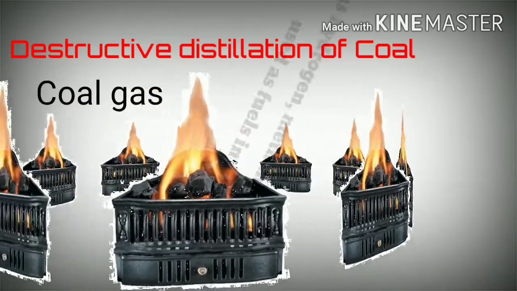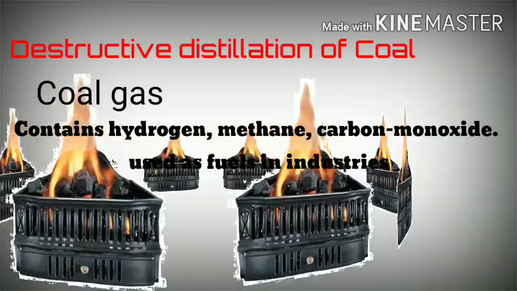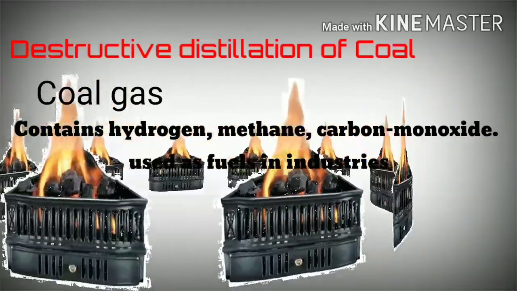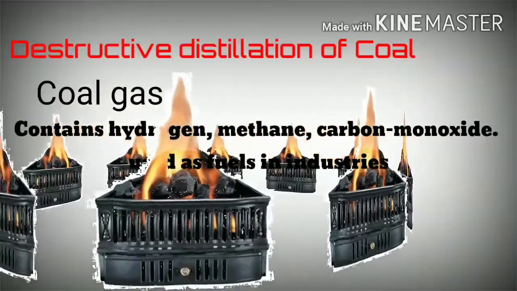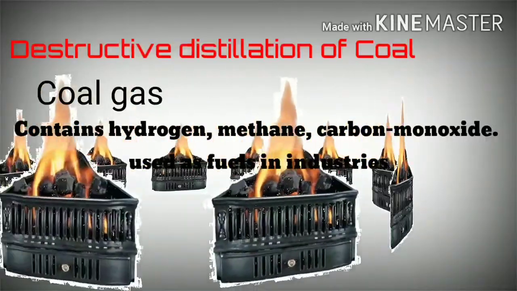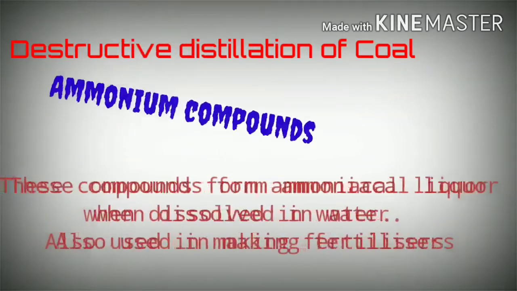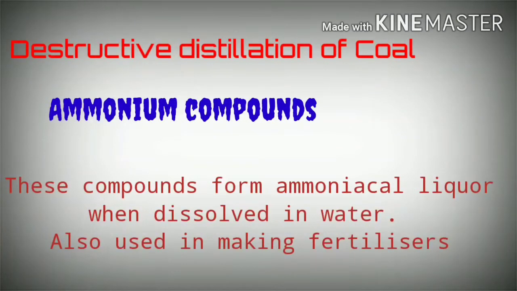Coal gas contains hydrogen, methane, carbon monoxide and some other gases. It is used as a fuel in many industries. A mixture of ammonium compounds is also released during distillation. These compounds form ammoniacal liquor when dissolved in water, and further they are used in manufacture of fertilizers.